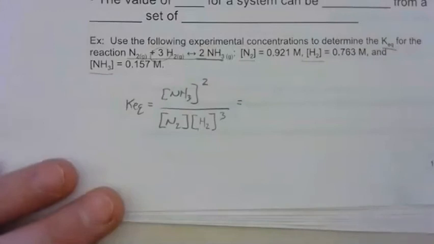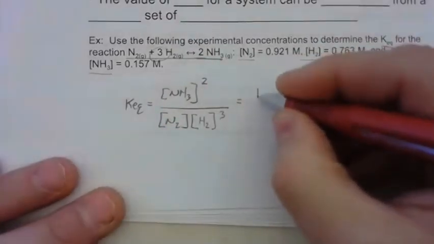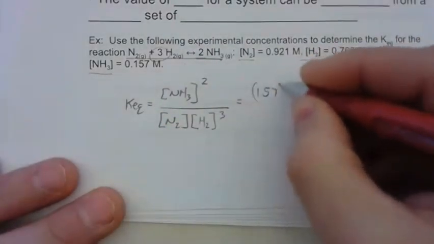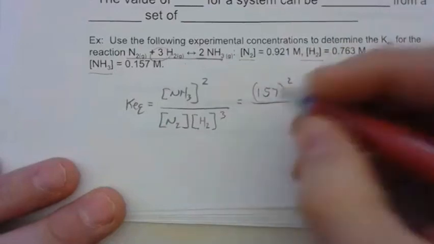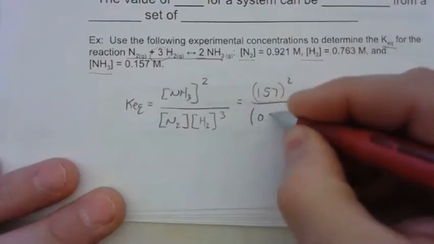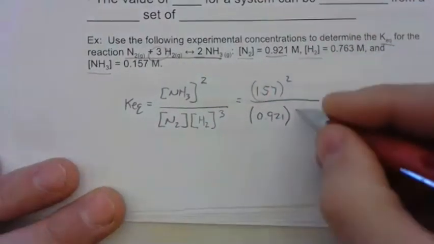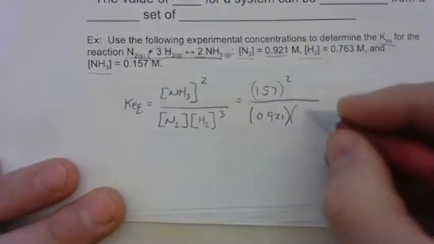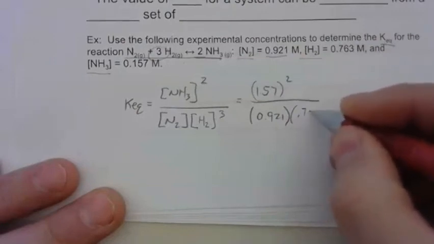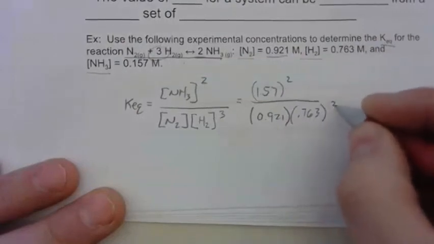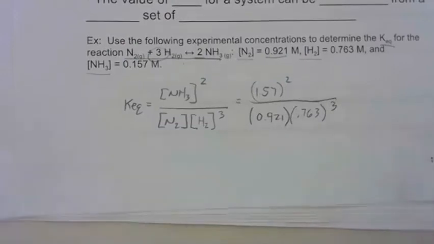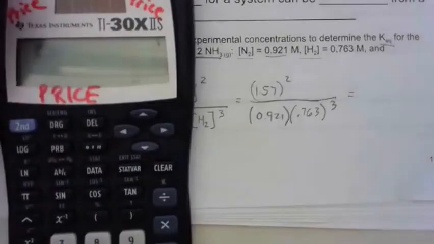We now plug in the amounts: 1.57 squared divided by 0.921, and then divided by 0.763 cubed. Now on my calculator, I am going to go ahead and just do this.